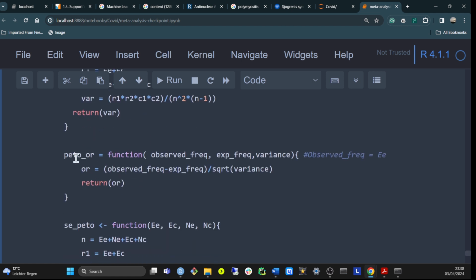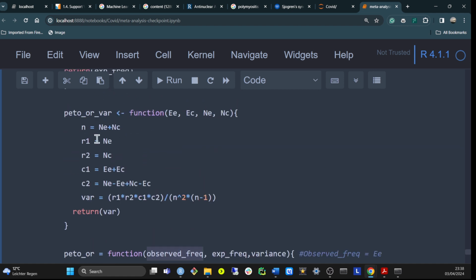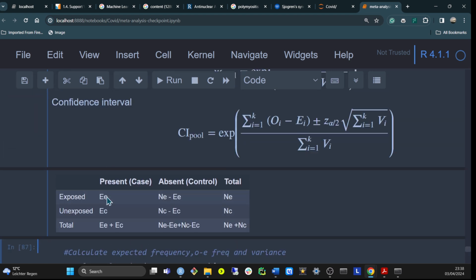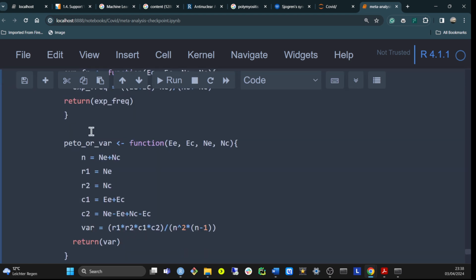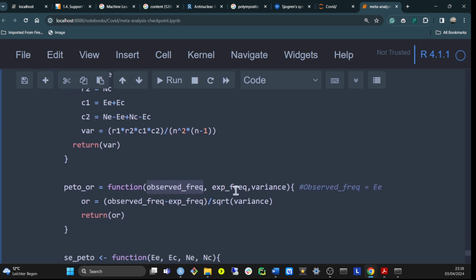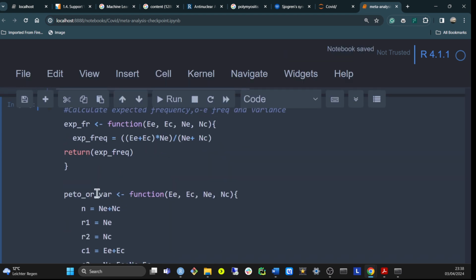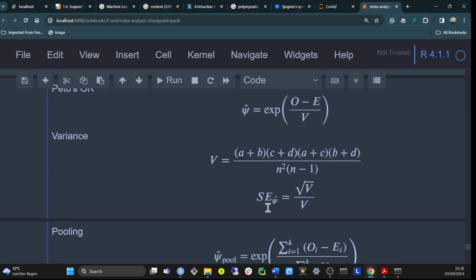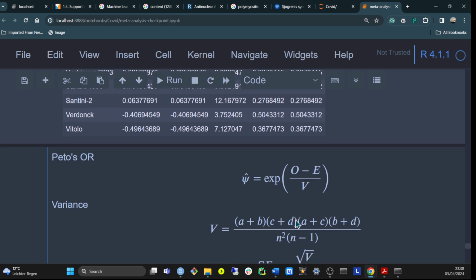So that means the pooling is calculated by the Peto's odds ratio times the weight divided by the variance. That's how you pool the Peto's odds ratio. So to get the Peto's pooled odds ratio, let me put it this way, this is actually the pooled odds ratio.